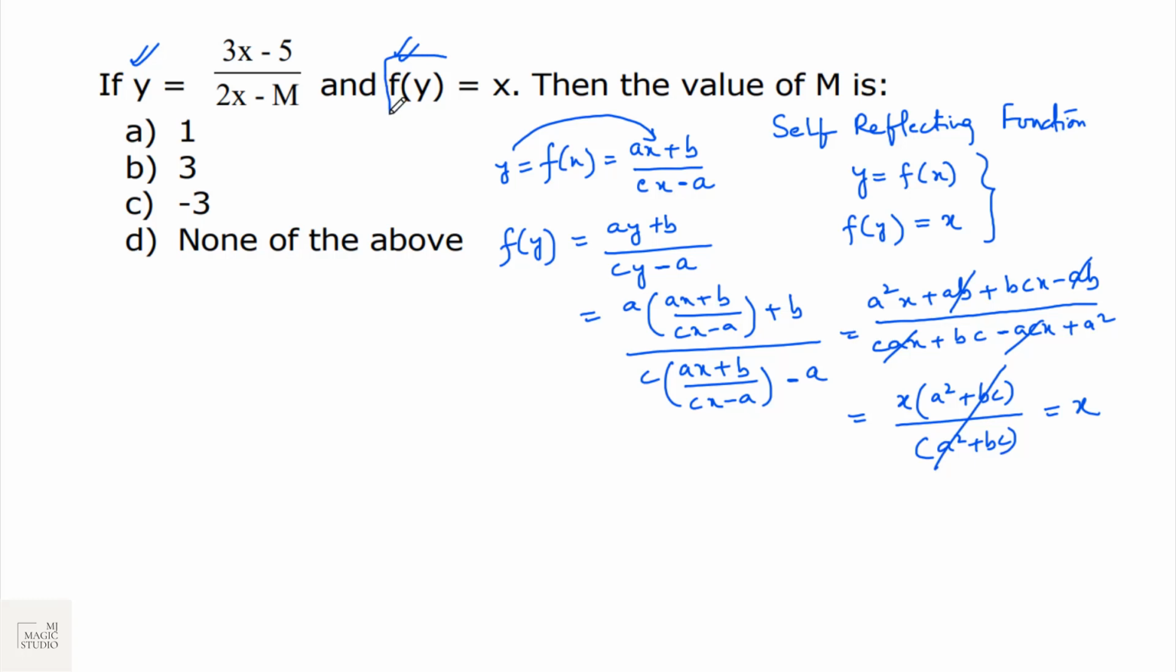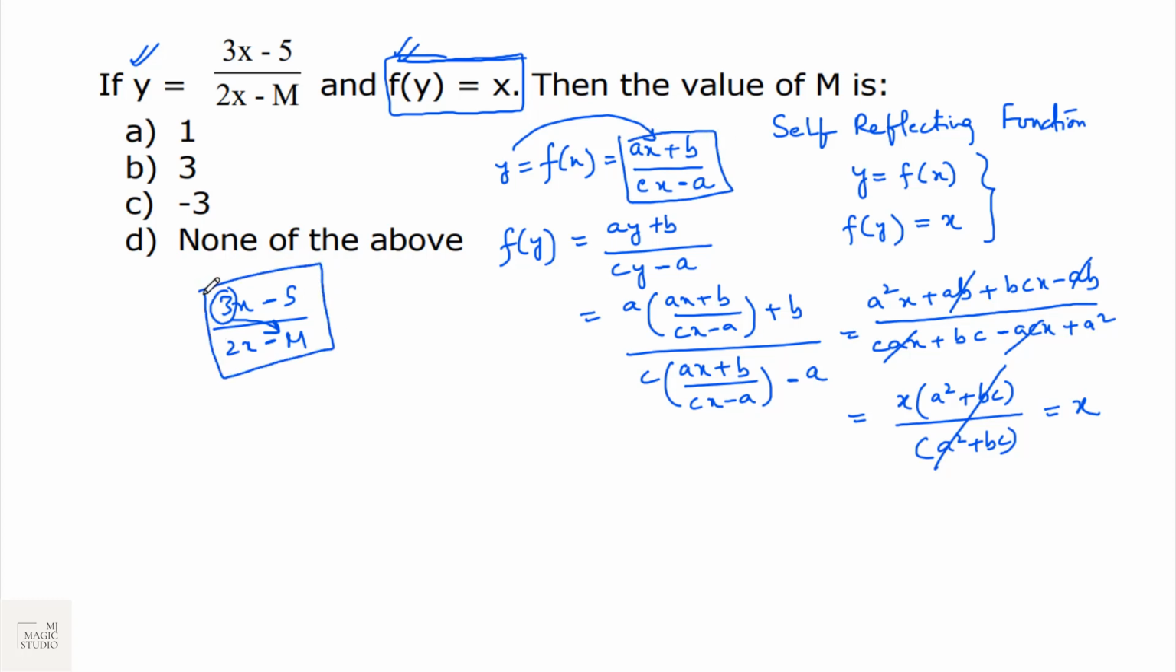Now, why did I pick up the self-reflecting function? Because in the question it is given that f of y is equal to x. That means (3x - 5) upon (2x - m) is a self-reflecting function, which is only possible when this 3 is equal to this m. You can look at these two boxes and compare. In the numerator ax, in the denominator minus a. So if it is 3x, the value of m should be equal to 3. If the value of m is 3, then this function will become a self-reflecting function. Option B is the answer.